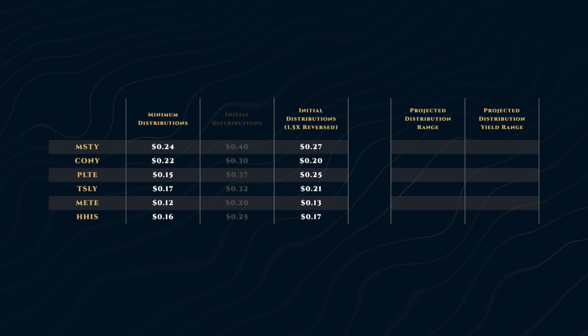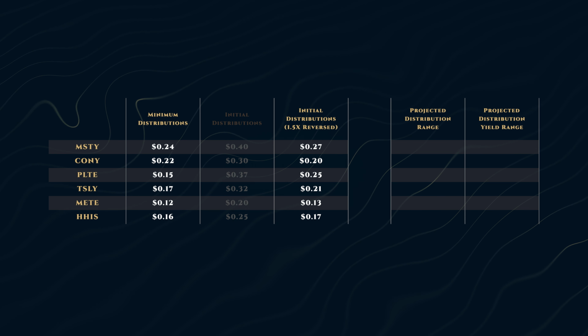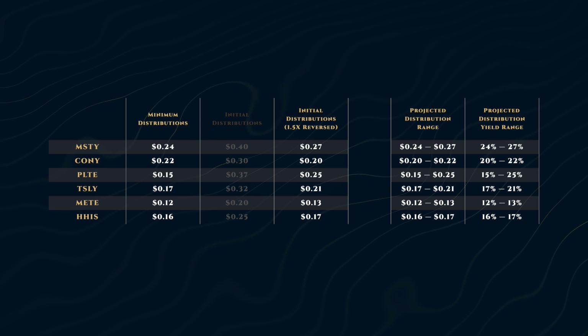You could end up paying a distribution higher than what I have here if, for instance, volatility is much higher in the coming months. So based on a $12 initial starting price, these will be where the next distributions could be between. For MSTY, it could be between 24 cents and 27 cents, or 24% to 27% yield. For CONY, it could be between 20 cents and 22 cents, or 20% to 22% yield. For PLTE, it could be between 15 cents and 25 cents, or 15% to 25% yield. For Tesla, it could be between 17 cents and 21 cents, or a 17% to 21% yield. For METE, it could be between 12 cents and 13 cents, or a 12% to 13% yield. Then for HHIS, it could be between 16 cents and 17 cents, or a 16% to 17% yield.